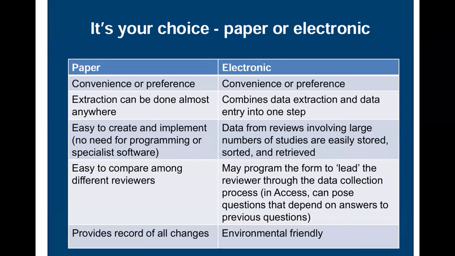Electronic, so convenience or preference, combines data extraction and data entry into one step. Data from reviews involving a large number of studies are easily stored, sorted, and retrieved. And this is environment friendly. So each of these has its own advantages and disadvantages. That depends upon how comfortable the systematic reviewer is. There is no hard and fast rule, but it depends upon how comfortable the systematic reviewer is.